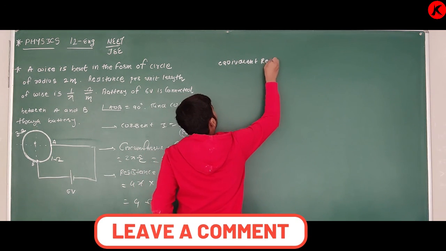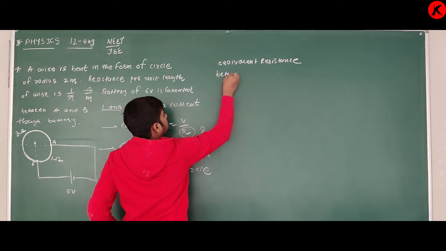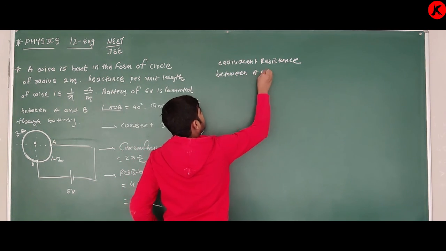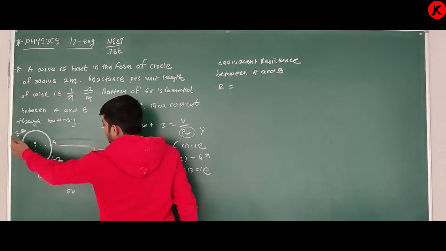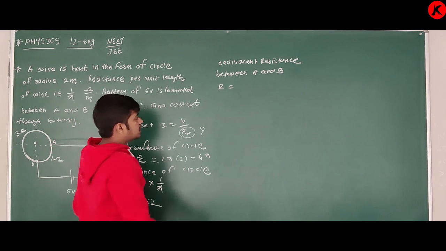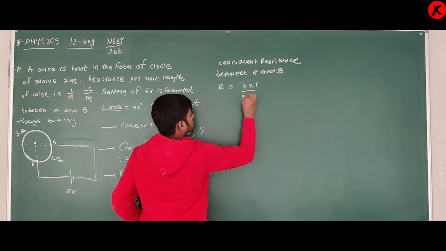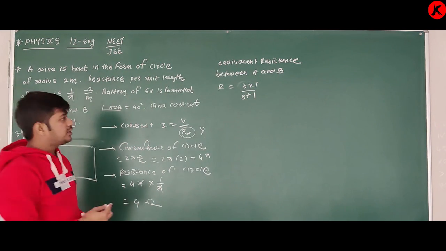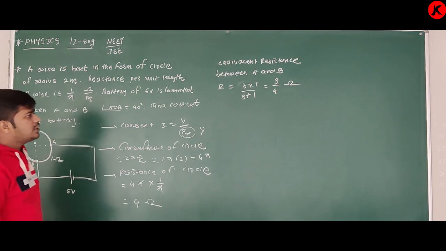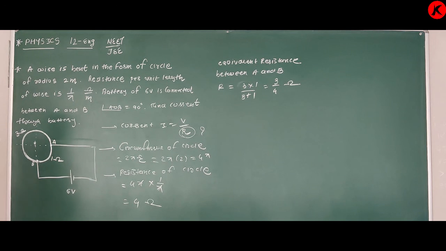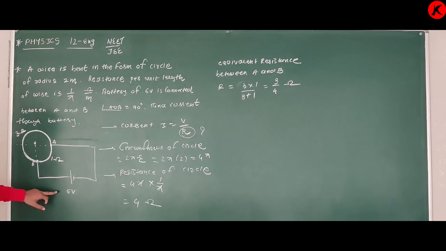Equivalent resistance between A and B. R is equal to, it is a parallel connection, and yes, you know the parallel connection. It is 3 into 1 upon 3 plus 3 into 1 upon 3 plus 1, which means it is 3 by 4. Clear about this? Okay.